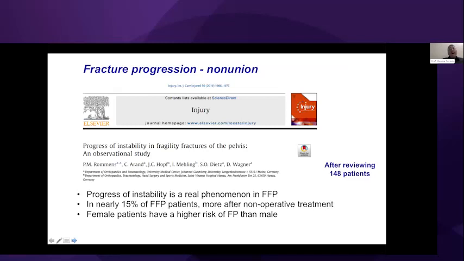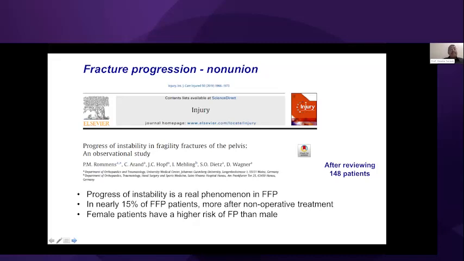What about fracture progression? Fracture progression is a real phenomenon in fragility fractures of the pelvis. Again, thanks to Professor Rommens and his group, after reviewing 148 patients, they could identify progression of fracture in nearly 15% of patients after non-operative treatment. Female patients have a higher risk of fracture progression than males.